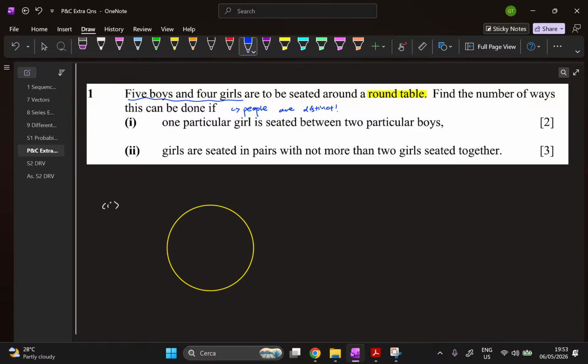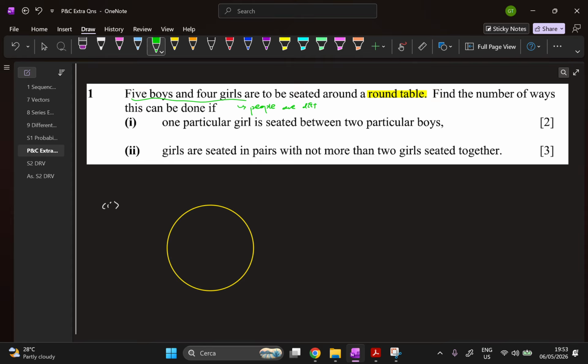Anyway, the number of ways in this case is going to be, let us try to draw, right? Let us use pink to denote, actually no, I shouldn't have used blue here. I'll use orange, green. Yeah, so please note people are distinct.